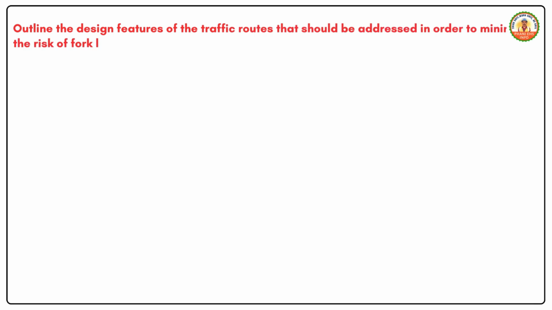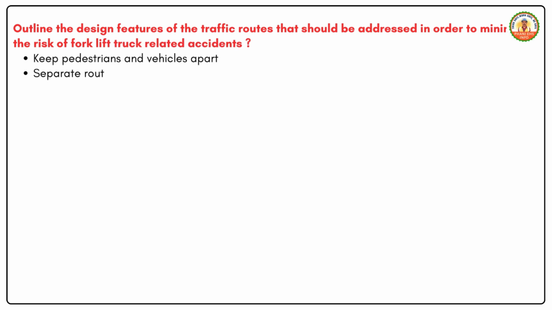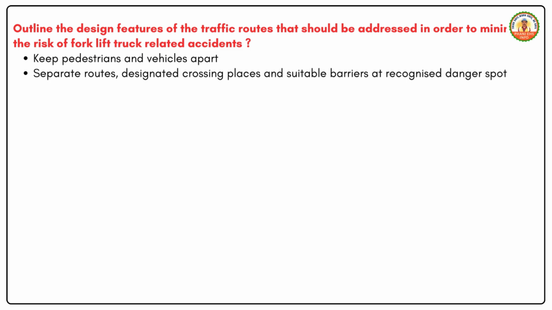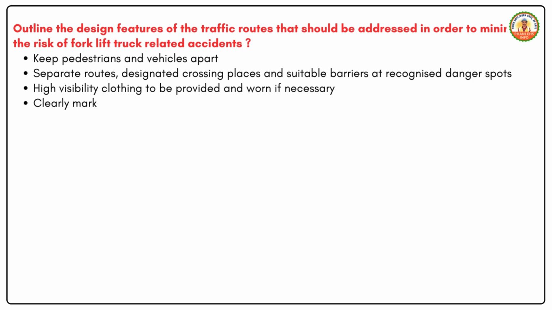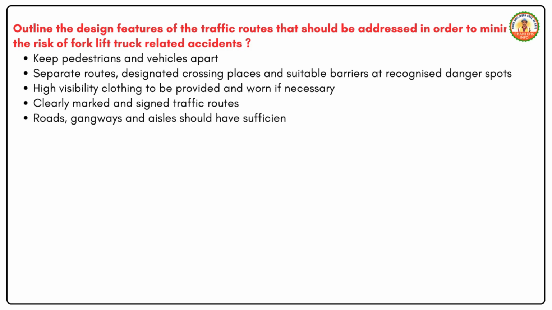truck-related accidents. Keep pedestrians and vehicles apart. Separate routes, designated crossing places, and suitable barriers at recognized danger spots. High visibility clothing to be provided and worn if necessary. Clearly marked and signed traffic routes. Roads, gangways and aisles should have sufficient width clearance for the largest vehicle.